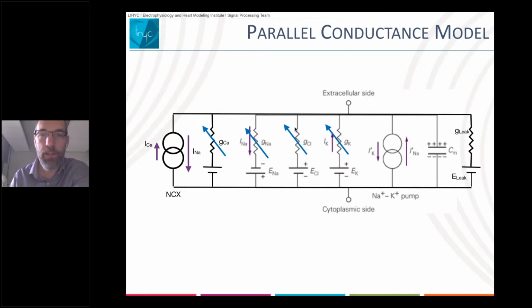And there's a voltage across this membrane, which we call VM, the transmembrane voltage, which is the voltage on this side of the cell minus the voltage on that side of the cell.